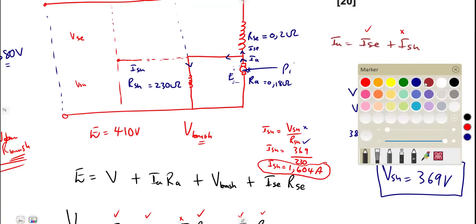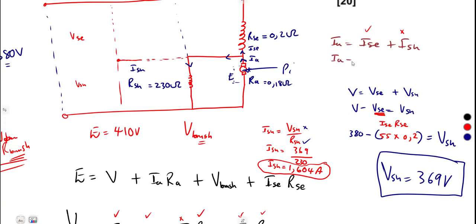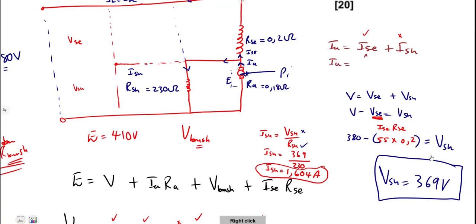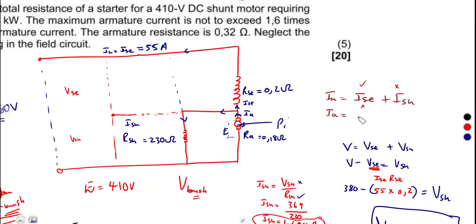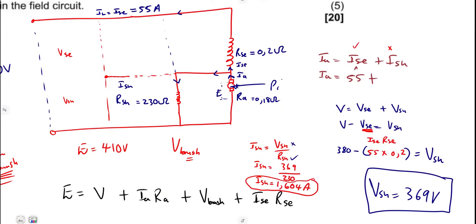So with this I shunt, you then take it there to find what? The armature current. So therefore our armature current from the series, remember the series, that's our load current, they are flowing on the same path. 55 plus what? The shunt current, 1,604. So that's how you play around with these questions, guys.